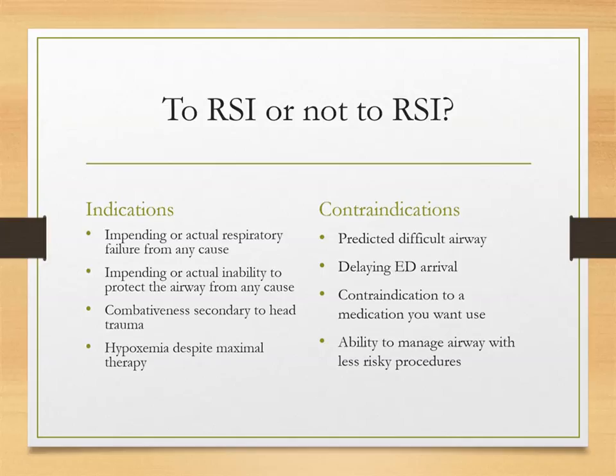And so we've used every tool in the box at this point, and our patient is still hypoxic. We've got to do something for them, okay? Some contraindications. Predicting that your patient is going to have a difficult airway. It's going to be difficult to manage or difficult to obtain.